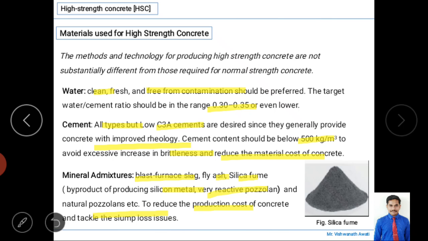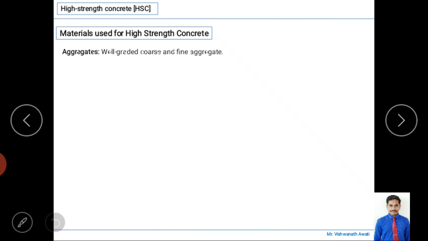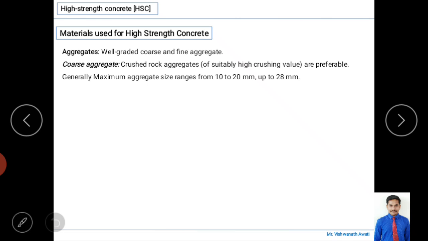So we'll see the next materials which are used for preparation of high strength concrete. Next is aggregates. We know aggregates play a main role, right? So we'll see what kind of different requirements are needed to prepare high strength concrete, one by one. First I will take coarse aggregate. Coarse aggregates that are mainly preferable are crushed rock aggregates. If you have crushed rock aggregate, this is very good, and mainly higher crushing values. If you have higher crushing values of aggregate, then it is very good, right?